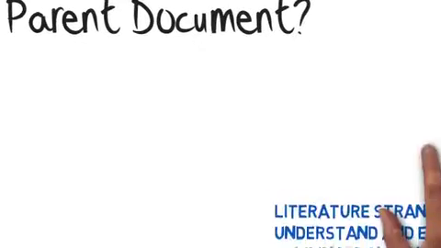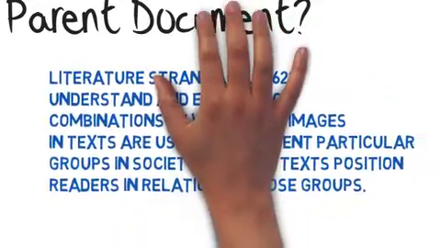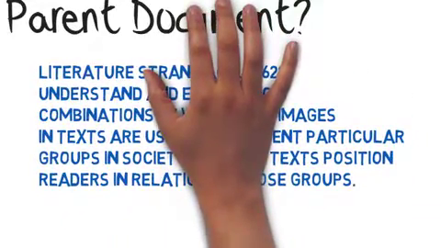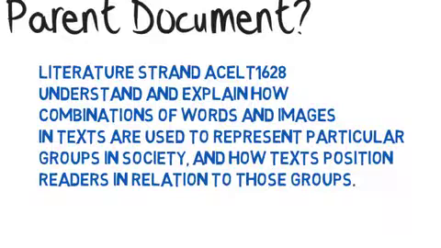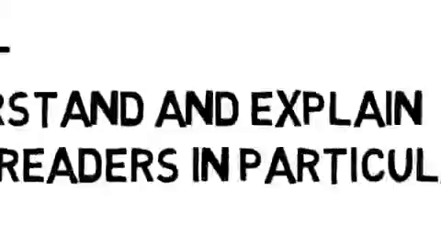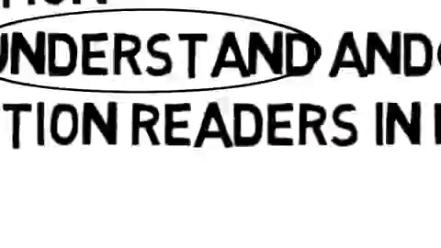If we look at the exact extract from the English literature strand, it is clear that the learning intention in this example uses the same language as the parent document. This is a good example of how you can simply select elements of the standard rather than trying to teach the whole thing. The next step in the process is to annotate the important words in the learning intention.